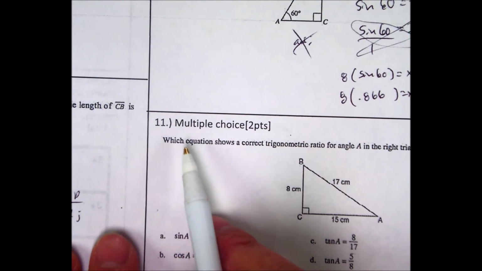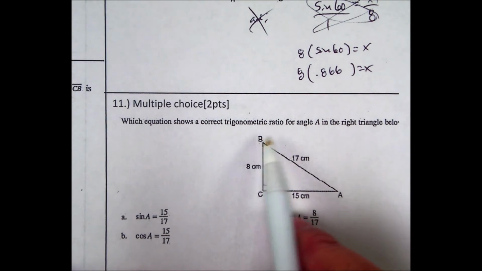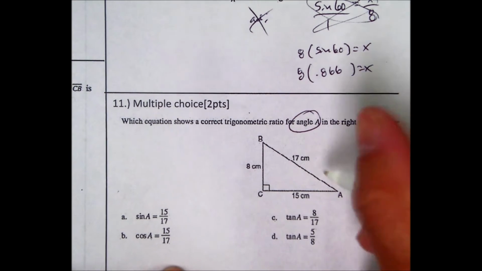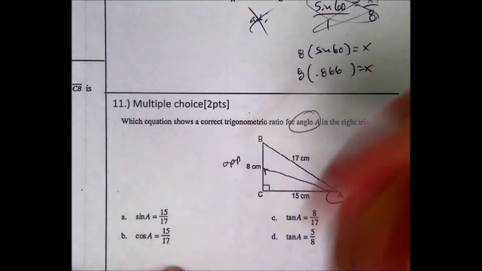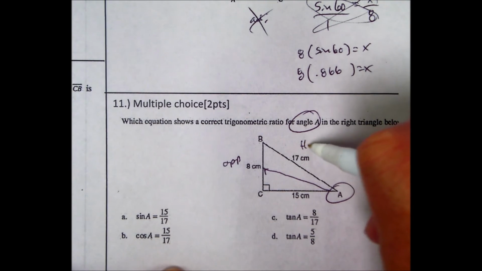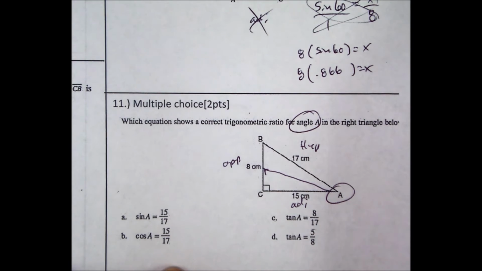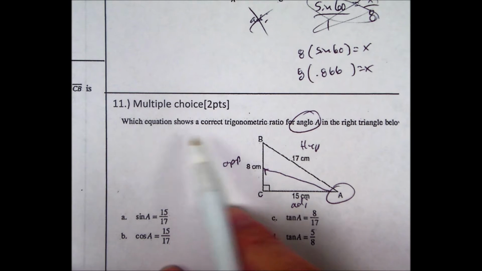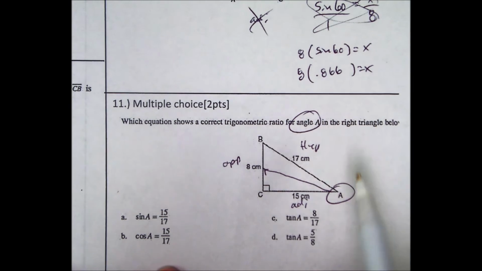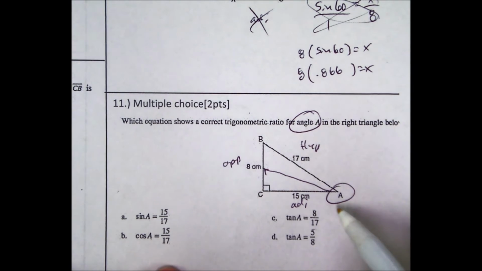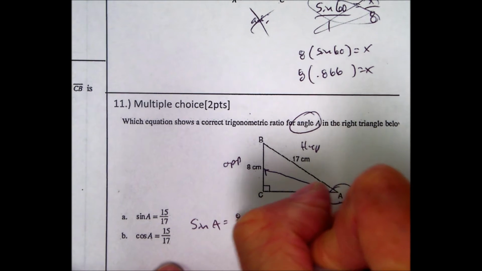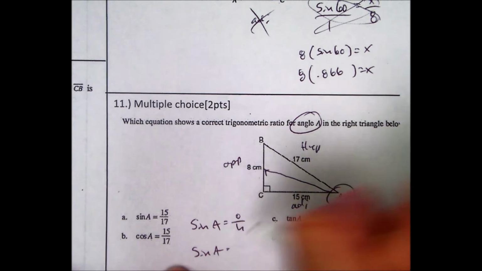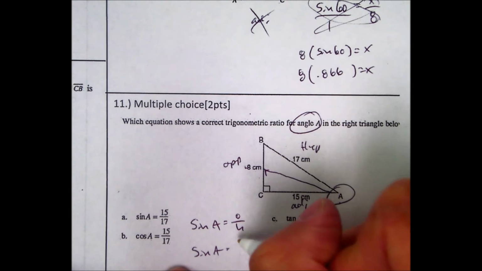D. Which equation shows a correct trigonometric ratio for angle A? So there's my starting point. This is the opposite. So notice how I'm always labeling the triangles, hypotenuse, sides adjacent. So it doesn't tell me which ratio. I just have to find the correct one. So let's just say sine of A should be opposite over the hypotenuse. So sine of A should be 8 over 17.